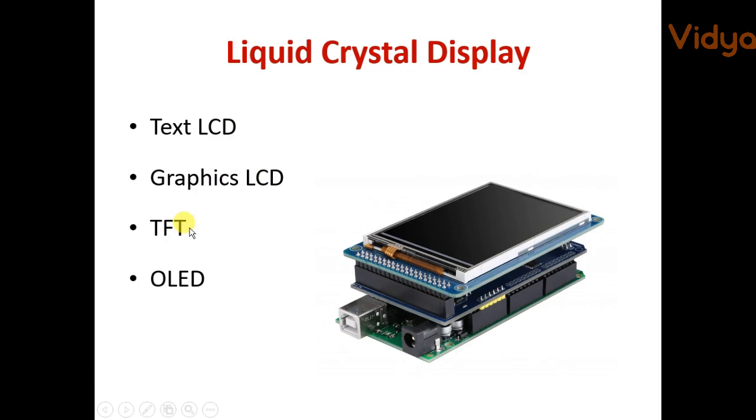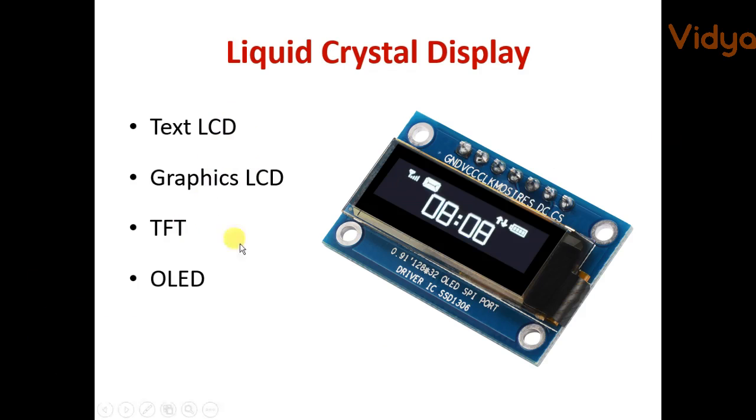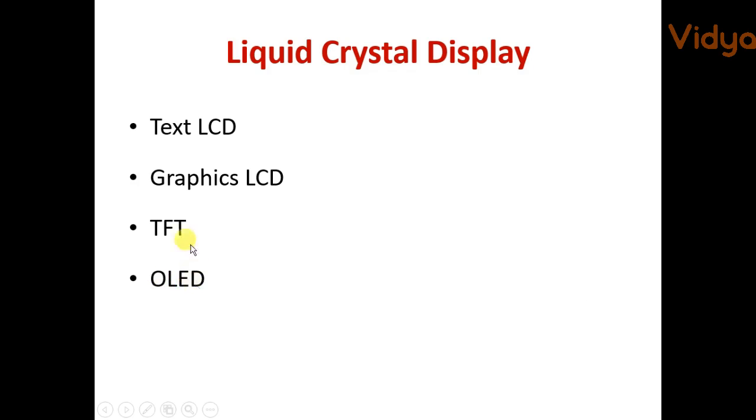The third type of display is TFT, and the last one is OLED. The OLEDs are also black and there are some color OLEDs also. TFT LCDs are mostly the color displays. The resolution of TFTs is also specified in pixels, like 320 by 240, 640 by 480 and that kind of thing.